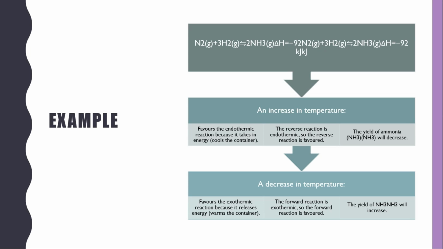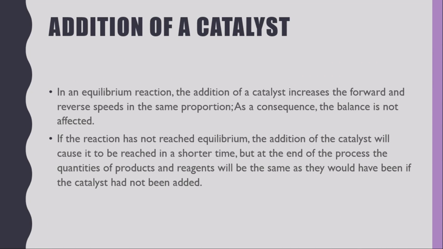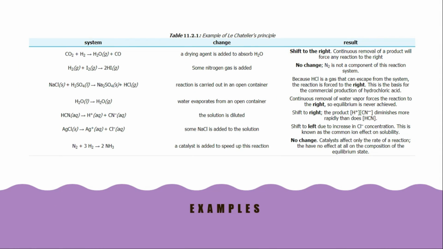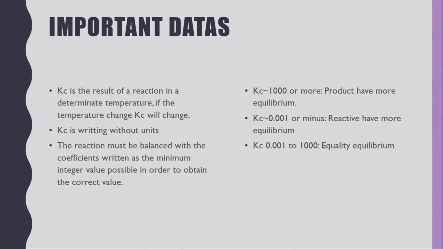For an exothermic reaction, heat is a product. Therefore, increasing the temperature will shift the equilibrium to the left, while decreasing the temperature will shift the equilibrium to the right. Addition of a catalyst. In an equilibrium reaction, the addition of a catalyst increases the forward and reverse speed in the same proportion. As a consequence, the balance is not affected. If the reaction has not reached equilibrium, the addition of the catalyst will cause it to be reached in a shorter time. But at the end of the process, the quantities of products and reagents will be the same as they would have been if the catalyst had not been added.